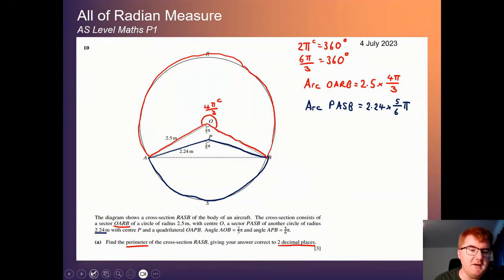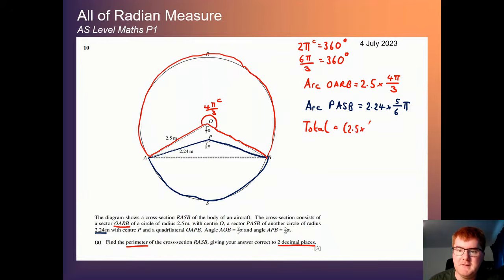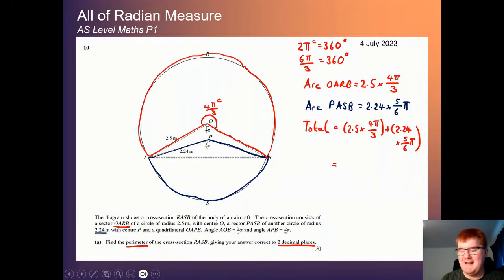So if we want to work out the total here, we're just going to add those two things together, because the perimeter of the shape, remember the outside of the shape, is represented by this red line I've drawn all the way around and the blue going outside as well. So we just need to add together the two arcs: 2.5 times 4 pi over 3 plus 2.24 times 5 over 6 pi, or 5 pi over 6, both exactly the same thing. Again, I'm going to tell you this every single time.